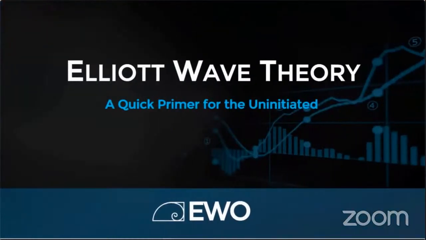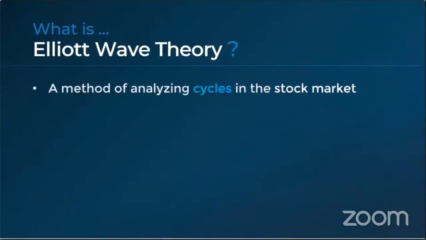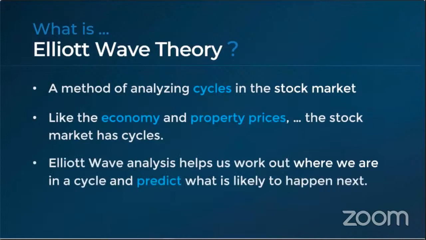All right, let's get into Elliott Wave theory. This is a quick primer for the uninitiated. What is Elliott Wave theory? It's a method of analyzing cycles in the stock market. Just like the economy and property prices, the stock market has cycles. Elliott Wave analysis helps us work out where we are in a cycle and predict what is likely to happen next.